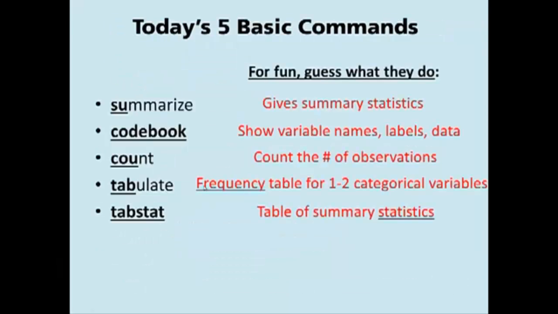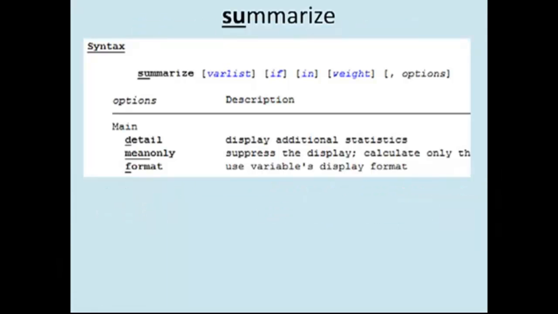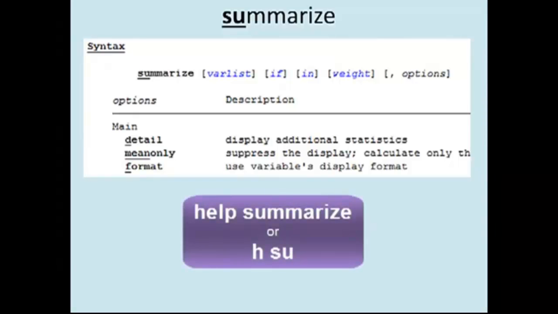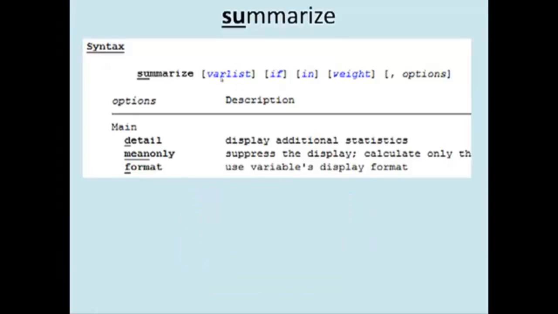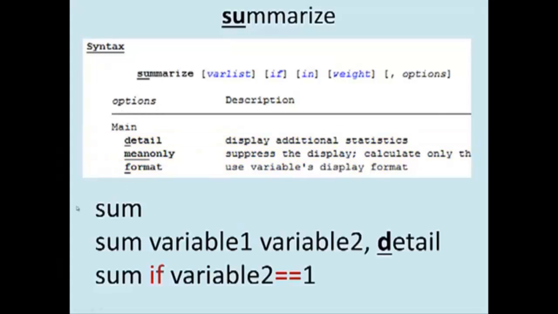Here are today's 5 basic commands. We have summarize, codebook, count, tabulate, and tabstat. Let's start with summarize. I pulled up the syntax for summarize by typing help summarize, or you could also type HSU in shorthand. Remember, the components and brackets are all optional. The order of the components really matter. Var list here just means a variable list, and also the options over here after the comma are listed under the syntax.